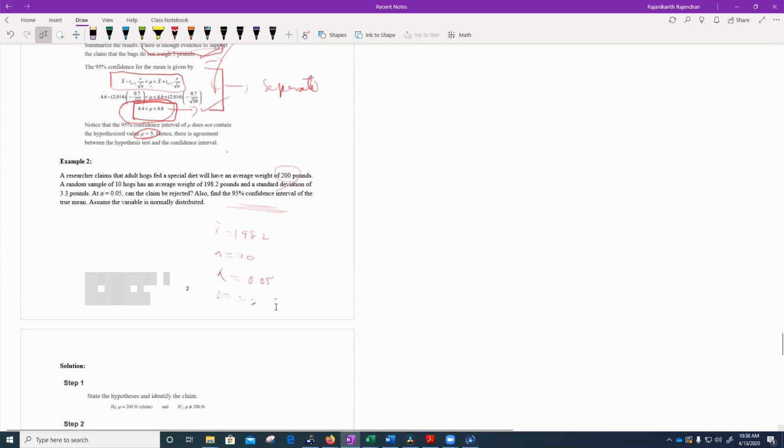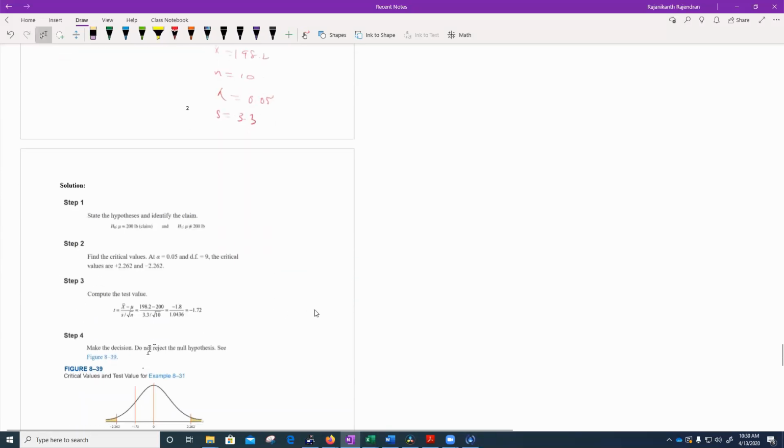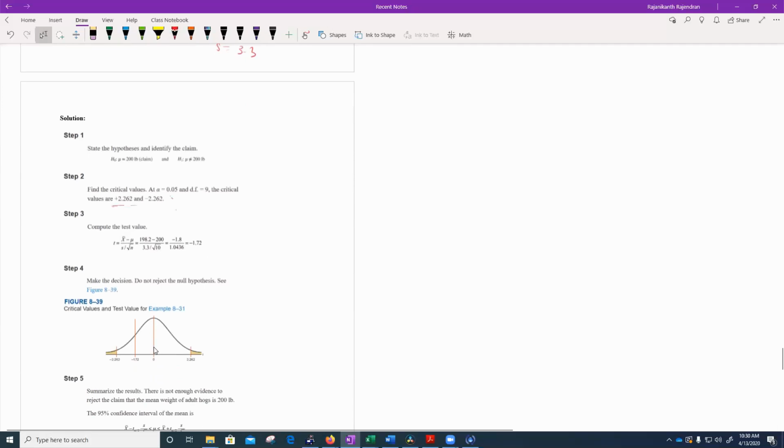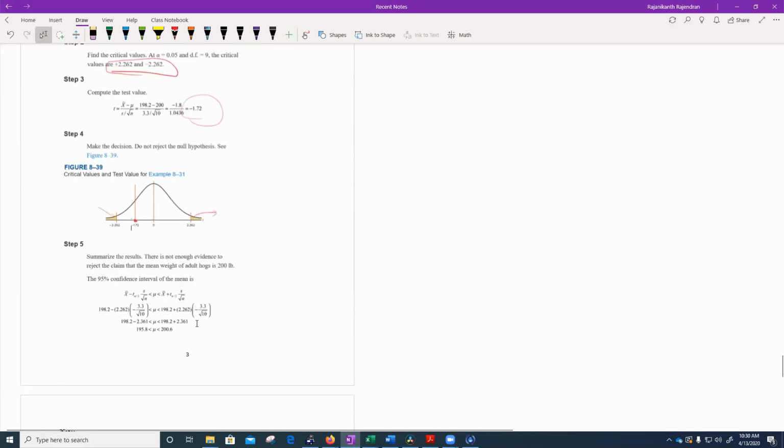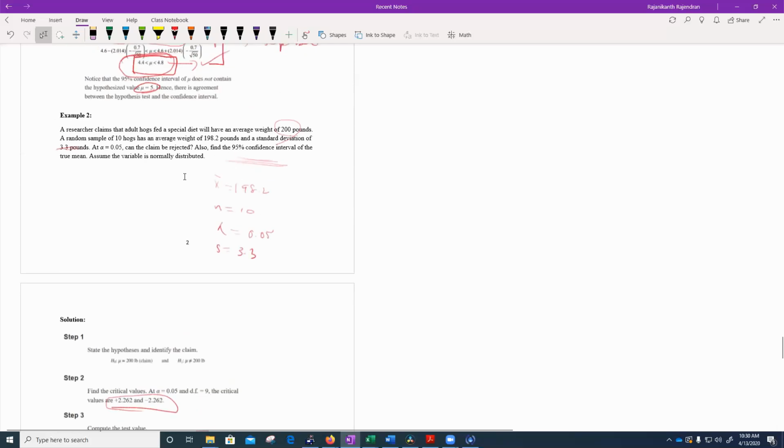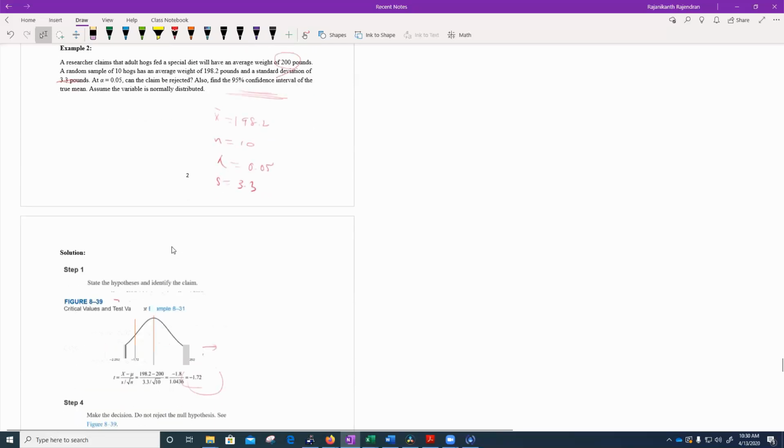So plugging these values into your formula, the critical values are now 2.262 and negative 2.262 because of the two tails. And the rejection areas are now two regions, and the test statistic is now negative 1.72. So negative 1.72 is falling here. That means we do not reject our null hypothesis, right? What does that mean? We do not reject. This may be correct.